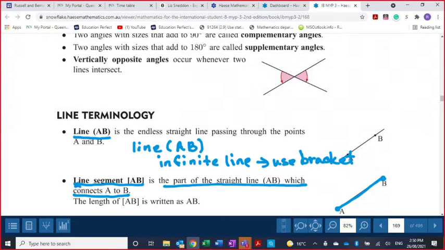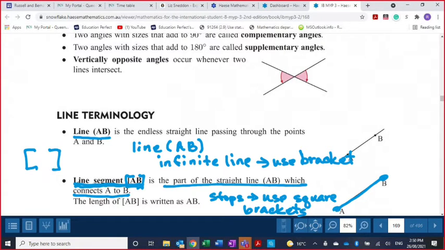Okay? But here we were talking about line segment. And notice that line segment AB has a definite stop and starting point. So if it stops, therefore it's not infinite, then you use those square brackets. So you'll see line segment and then square brackets, AB, close it with square brackets. So it has a definite hard stop at both ends. And that looks more like a hard stop than just a plain bracket, the curvy ones, yeah? So watch your notations.